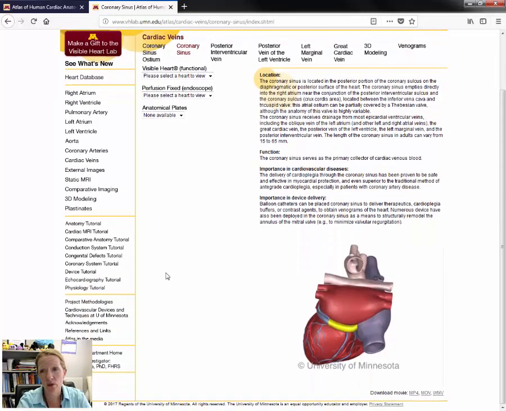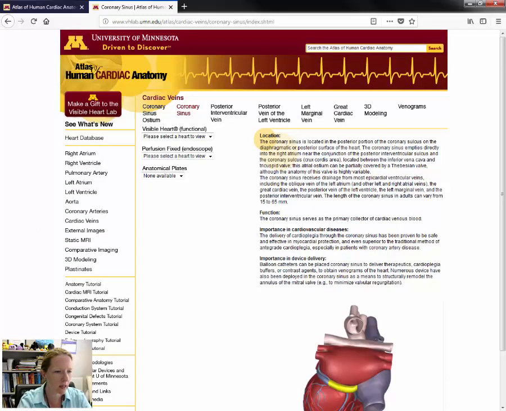So it's an interesting website here, especially if you're going into the cardiac field, and it goes through a little bit more coronary system tutorials and things like that. So you might want to gather that information or just look it over.